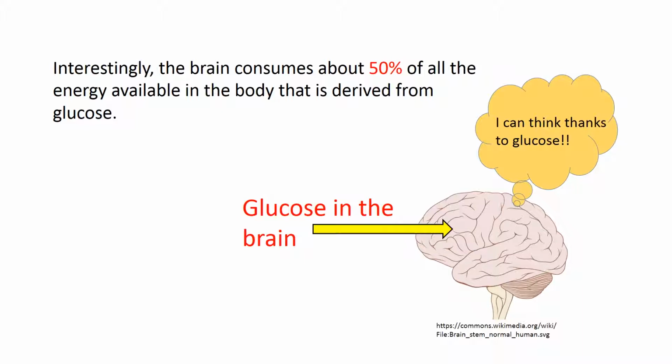Another interesting point is that the brain basically lives on glucose. The brain consumes about 50% of all the available energy in the body that is derived from glucose. So I have a little drawing of a brain here, and you can see glucose coming into the brain, and because of that, the brain can think.